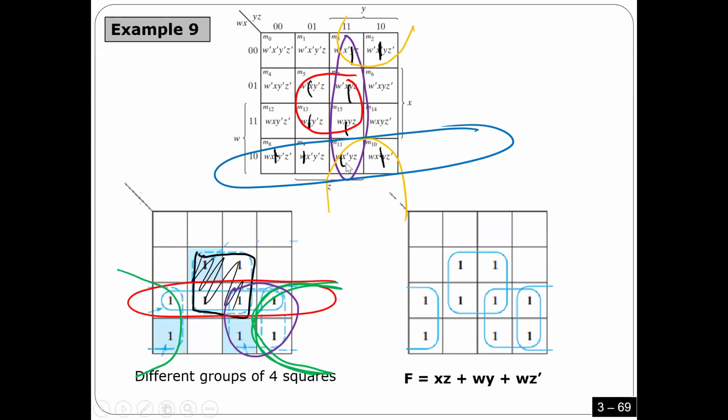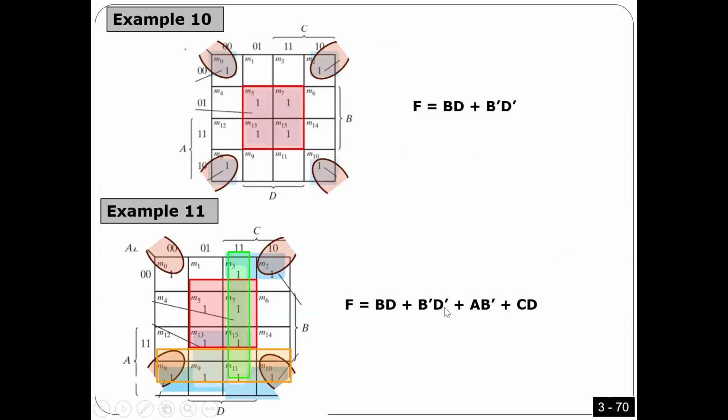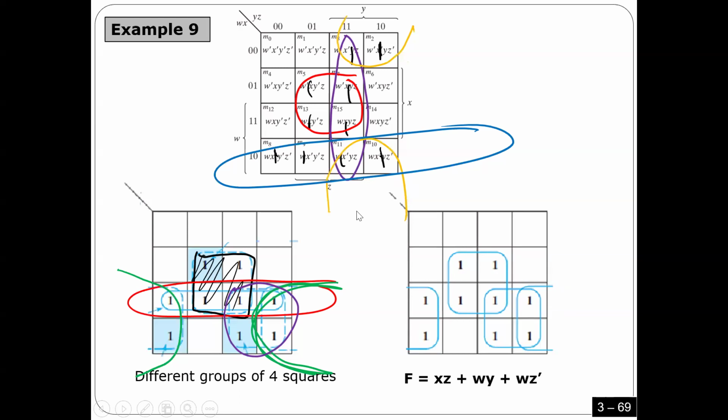So now, how many groups do I have? 1, 2, 3, 4. I can have 4 groups. Each one is 4. 4 groups, each one is 4. Okay. Any questions? Yes.